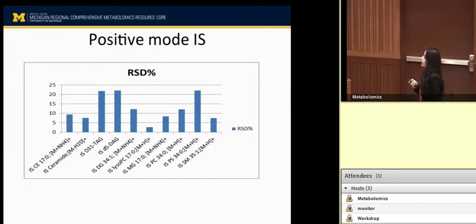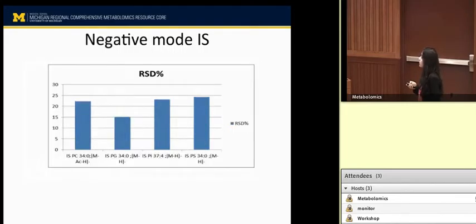Then we look at the internal standards for positive mode. All of them work really well, so we use all of them for normalization. Negative mode internal standards look pretty decent, all of them below 25%. So again, we use all the internal standards for normalization.